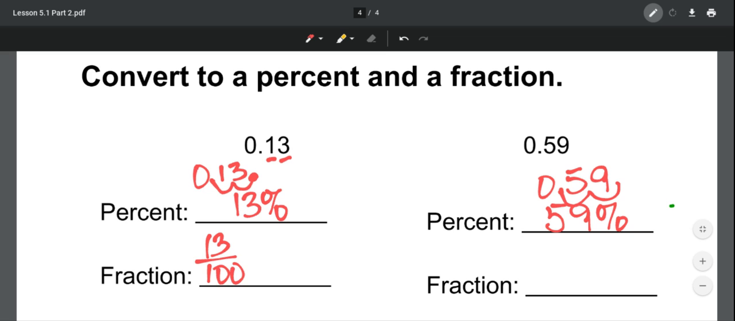When we read 0.59 correctly as a decimal, we would read it as, well, the 5 represents our tenths, the 9 represents our hundredths, which is our biggest decimal unit. Therefore, we would read it as 59 hundredths. Again, 59 over 100 cannot be reduced, so that is our final answer.